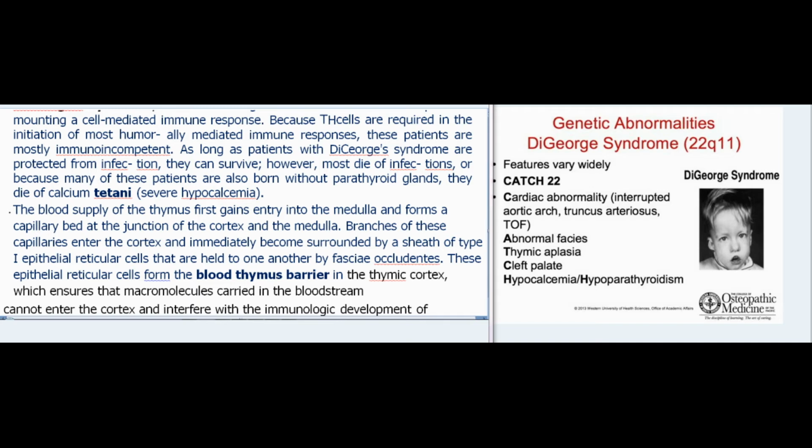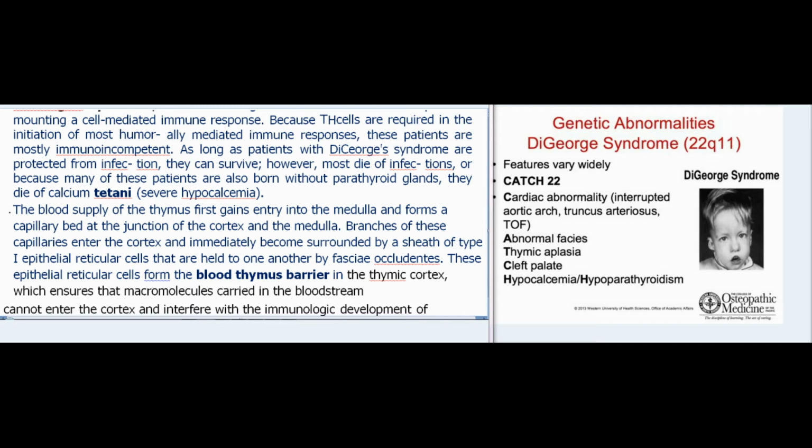calcium tetany, severe hypocalcemia. The blood supply of the thymus first gains entry into the medulla and forms a capillary bed at the junction of the cortex and the medulla. Branches of these capillaries enter the cortex and immediately become surrounded by a sheath of type I epithelial reticular cells that are held to one another by fasciae occludentes.